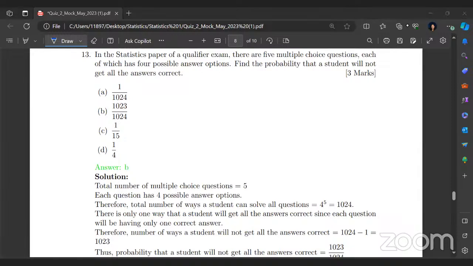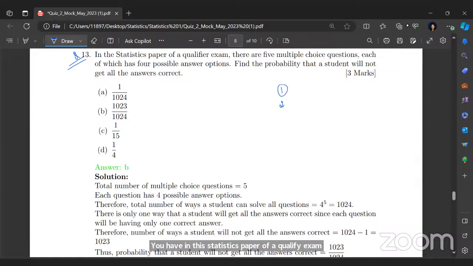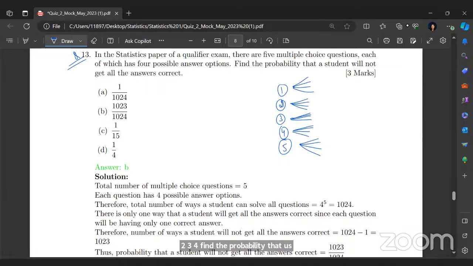All right. Here in question number 13, you have in the statistics paper of a qualified exam, there are 5 multiple choice questions. So you have 1, 2, 3, 4, let's say 5 MCQ questions, each of which has 4 possible answer options. So you must be very aware of this format. Let's say each one has 4 options. Find the probability that a student will not get all the answers correct.